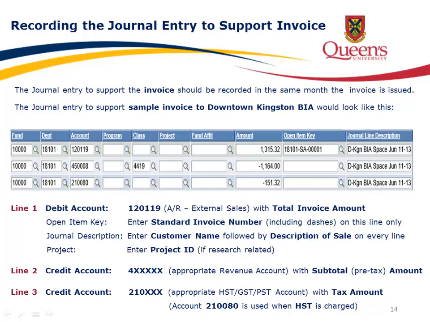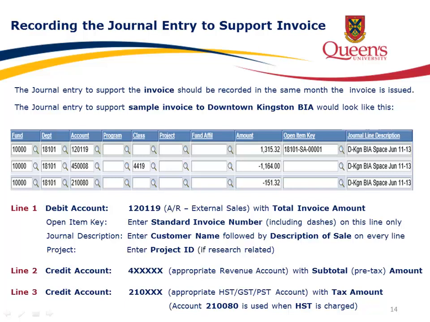On line 1, debit account 120119, the accounts receivable external sales account with the total invoice amount. In the open item key field, indicate the 12-digit standard invoice number. Be sure to include the dashes, and enter the journal line description beginning with the customer name, followed by a brief description of the sale. This format will enable the department to sort the AR open item report by vendor. When the entry is research related, be sure to enter the project ID in the project field.